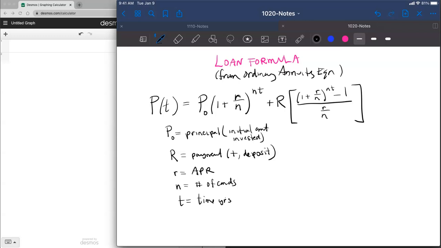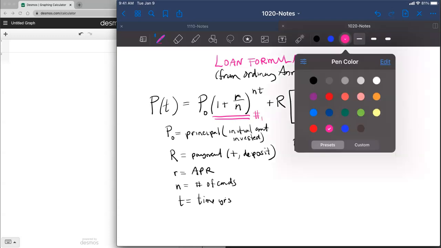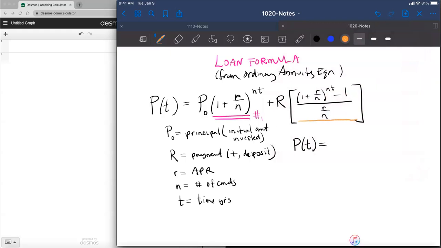Okay, so if we look a little closer at this ordinary annuity formula, please notice that it is of the form P of t, and then we have P0 times this number here, this thing underlined in pink. I'm going to call that number 1. And then you'll notice that there is a number here. This complicated part, I'm going to call number 2.